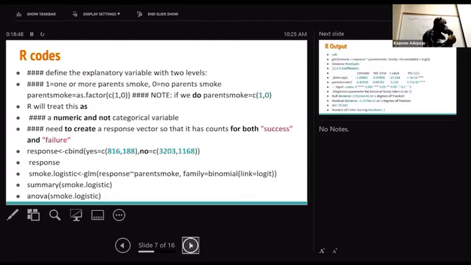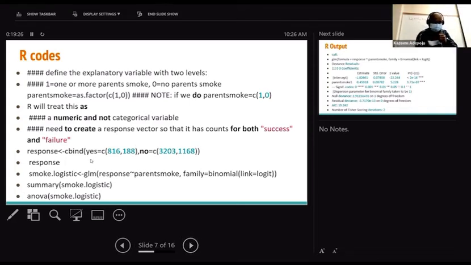Now, I want you to take a look at the R code. This is the R code if I want to do that. If you take a look at what I'm displaying now, you need to define your explanatory variable. The explanatory variable is a predictor, and it has two levels. The first level: if one or more parents smoke, I'm going to code that as 1. No parents smoke, I'm going to code that as 0. So the levels of the categorical predictor here are 0 and 1.